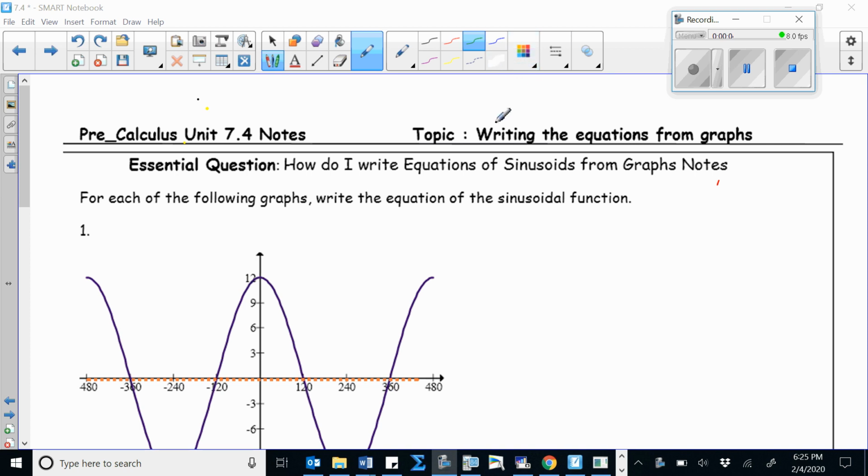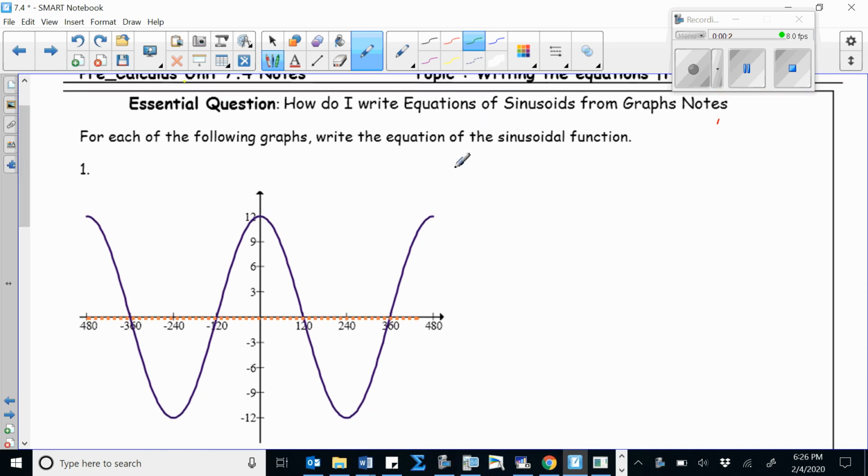Hi everyone. Today we're going to learn how to write the equation from the graph. Like before, we have learned if we have an equation, how we can graph that function. But now we already have the graph and we want to find the equation of it.